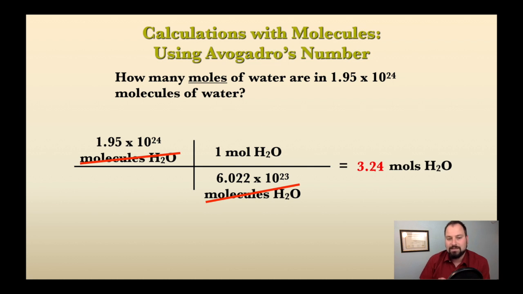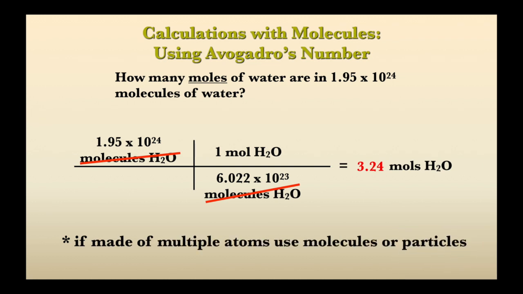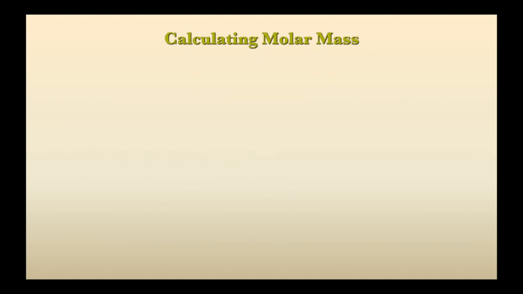Notice 3 sig figs. We had 3 significant figures for our first number, 4 for our second. The least number of sig figs gives us 3.24. We have already rounded it. And as I said before, if there are multiple atoms, they can be the same element or different elements, but if there are multiple atoms, we call it a molecule, or as a catch-all, you can also call it particles. Okay, now let's talk about mass a bit, specifically molar mass.